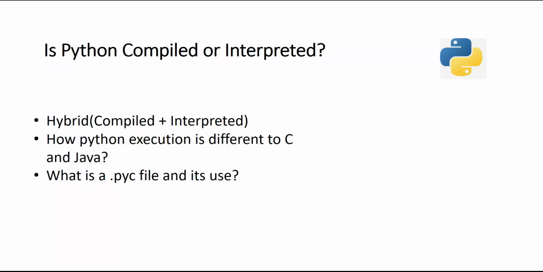So in this video, we have seen that Python programs are hybrid. That means they are compiled as well as interpreted. When we execute Python programs, it initially compiles the files and then the interpreter, which is also called the PVM, executes the bytecode, which is the output of compilation. We have also seen how Python execution is different from other languages like C and Java, and we have seen what a .pyc file is, how it is generated, and what its use is.